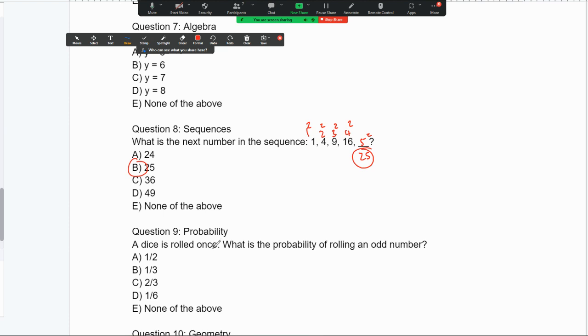A dice is rolled once. What is the probability of rolling an odd number? If a dice is rolled, you can get 6 numbers. If it's odd, we have 3 options out of 6. So the probability it's an odd number is 50%, which is a half.